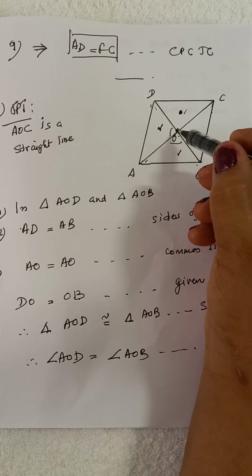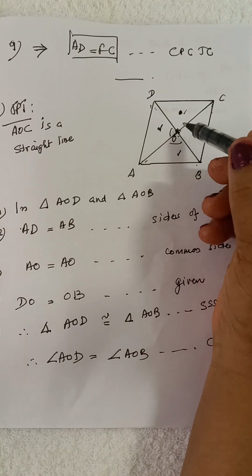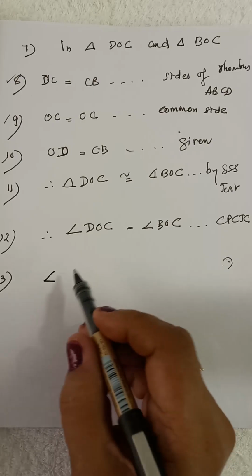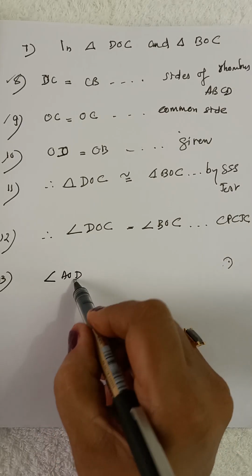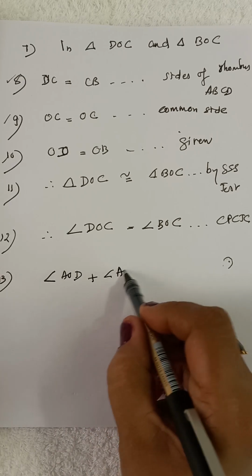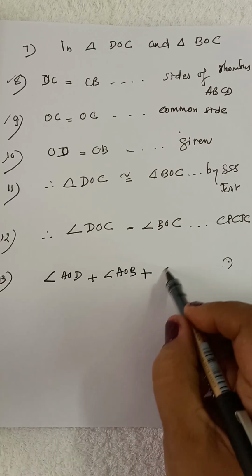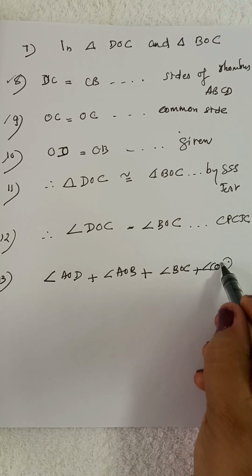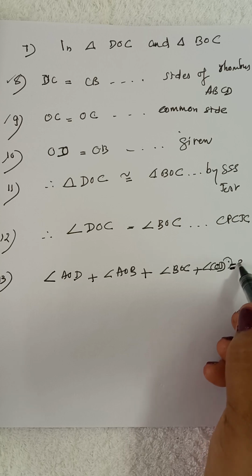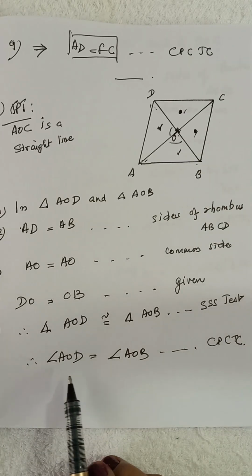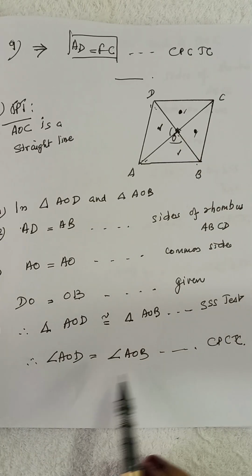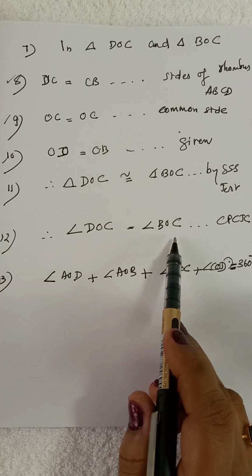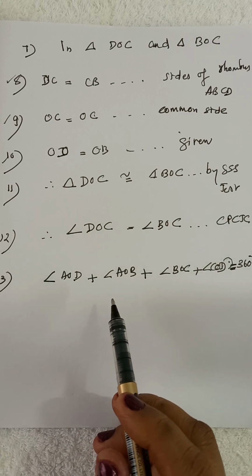13th point, we know if you have a point, angle around that point is 360 degree. So if you consider this as that point, angle around that point O will be 360 degrees. That is angle AOD plus angle AOB plus angle BOC plus angle COD, that is equal to 360 degree. Angle AOD is equal to angle AOB by 6 and angle DOC is equal to angle BOC by 12. So we can apply that here in 13.